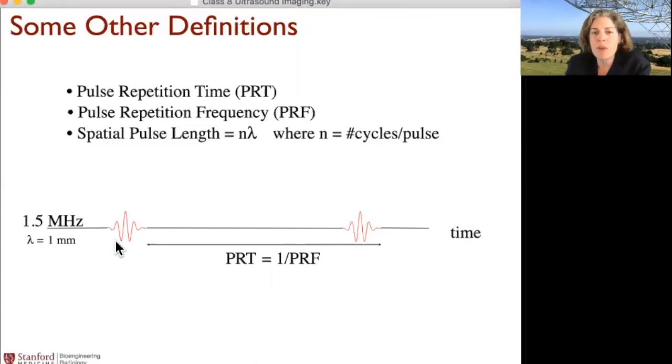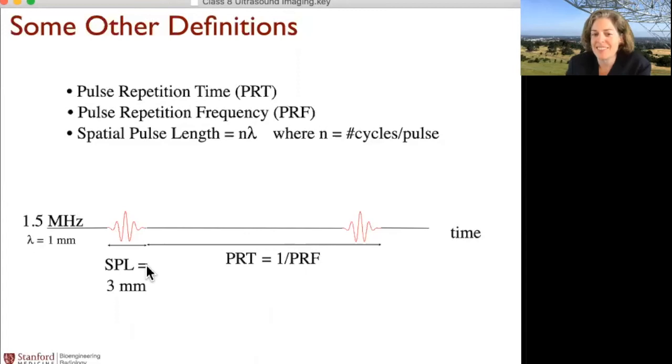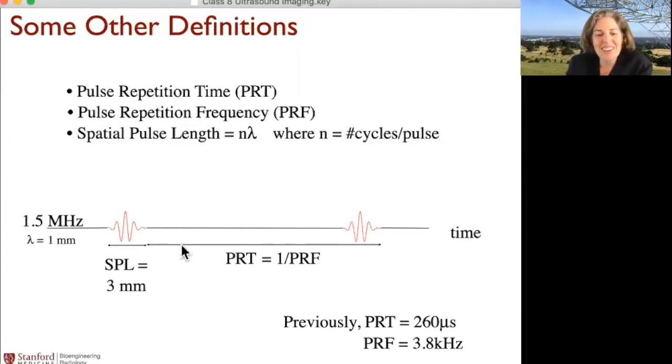Okay, so maybe this one will be easier for you. What's the spatial pulse length if you assume that the number of cycles is 3? Spatial pulse length for 3 cycles. Let's see, 3 millimeters? Yeah, good. I got that one. That's embarrassing. All right, so that's spatial pulse length. And remember that the spatial pulse length plays a role in the axial resolution. So we'll see in a little bit how that plays a role.